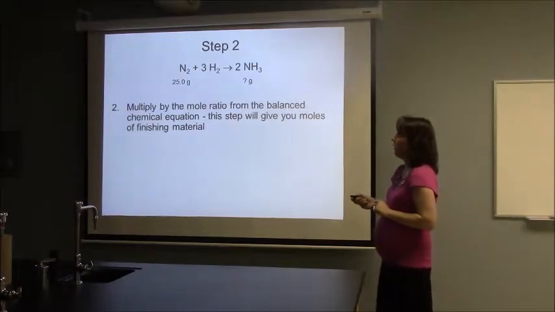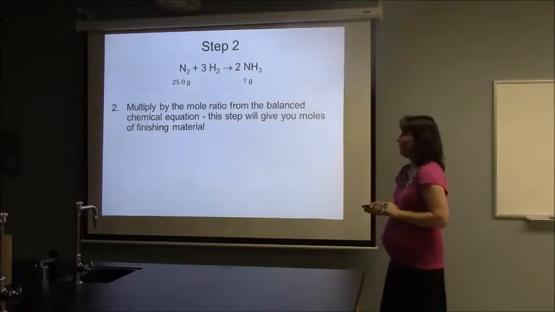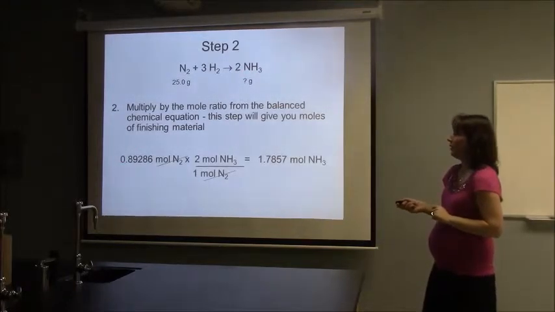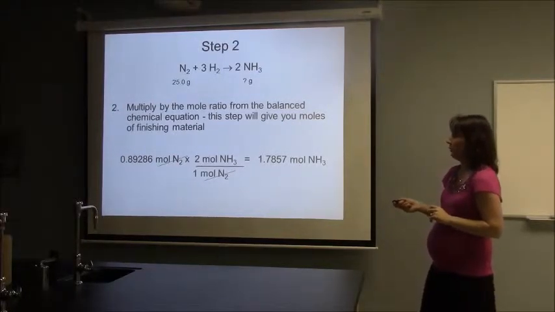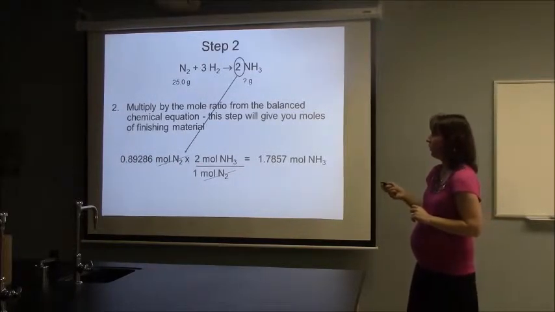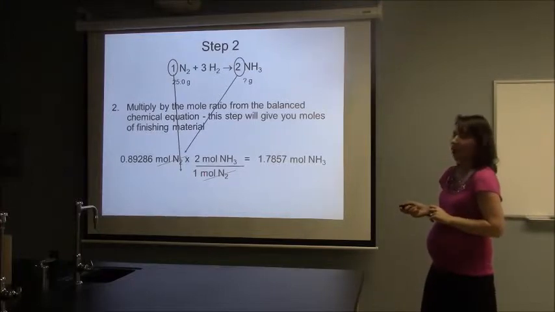Now we're going to multiply by the mole ratio. Remember, this is why we need to balance our equations. So we start with the amount that we just finished with, the 0.89286 moles of nitrogen gas. Now where do these numbers come from? Well, there are 2 moles of NH3 that are produced for every 1 mole of nitrogen gas that is consumed.